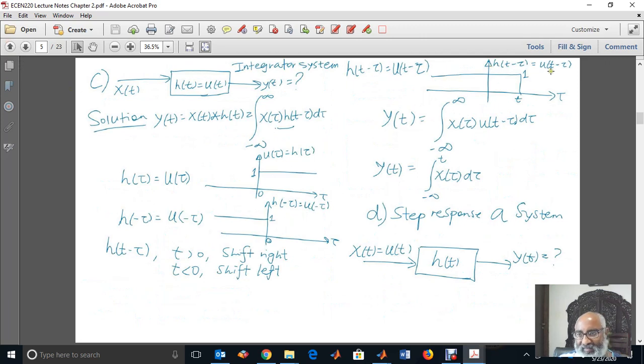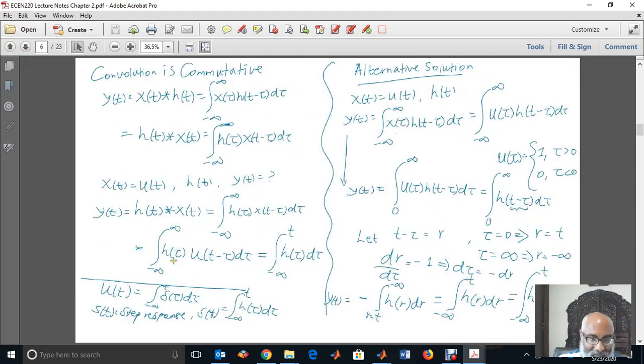u(t minus tau) means it is 1 from minus infinity until t, and 0 for tau greater than t. Therefore, here the role of u(t minus tau) will be again to adjust the interval of integration. It will be from minus infinity until t of h(tau) d tau. You see the difference now? So if the input is a unit step, the output is the integration of the system impulse response from minus infinity to t of h(tau) d tau.